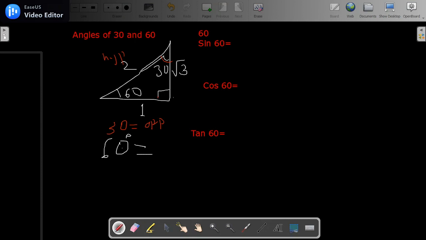the side that faces the angle is known as the opposite. So for 60 degrees, here is its opposite, which is root 3, because that is the one that faces the angle, root 3.